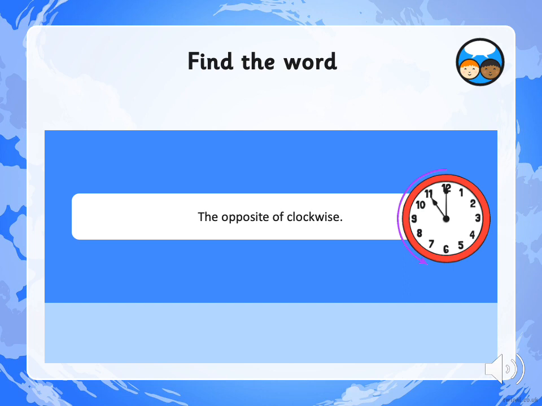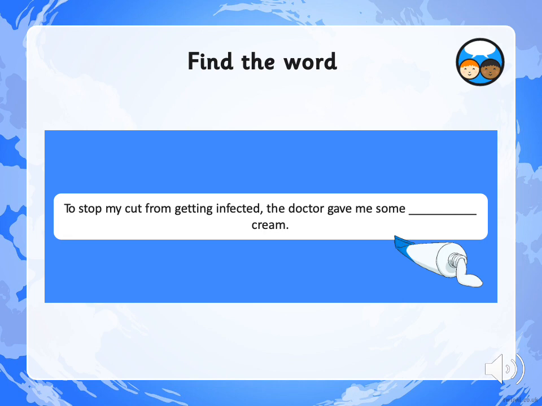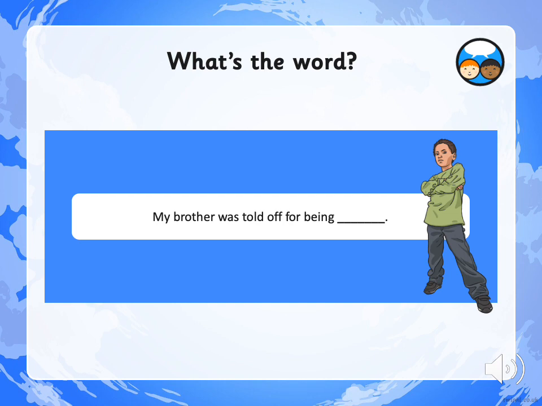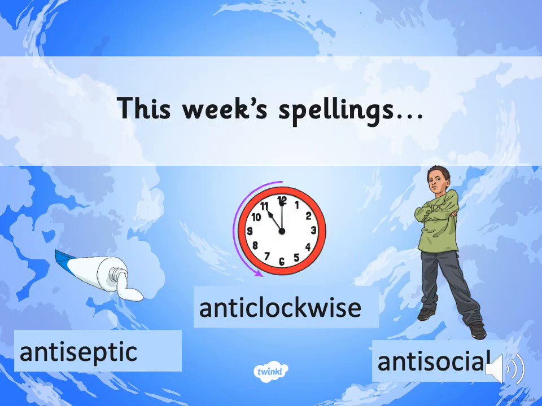One of them is this word, the opposite of clockwise. That's right, anticlockwise. One of them would fill in this blank. To stop my cut from getting infected, the doctor gave me some antiseptic cream. What's this word? My brother was told off for being antisocial. So we've got antiseptic, anticlockwise, and antisocial. They're our 3 words of the week.